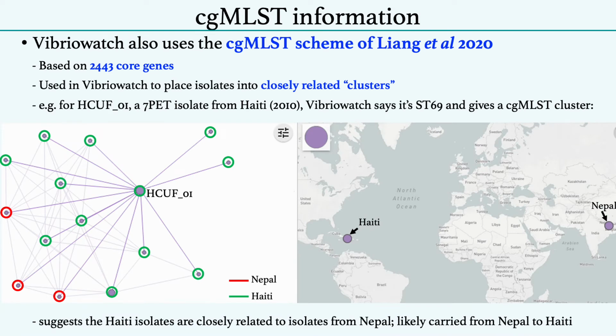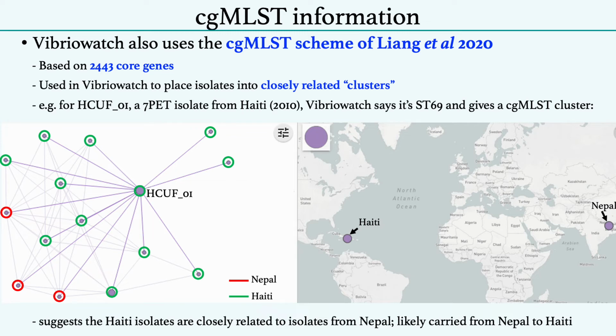Since the MLST scheme of Octavia et al. was based on just 7 genes, more recently Liang et al. in 2020 have created a core genome MLST scheme for Vibrio cholerae. This is based on 2,443 core genes, that is, genes that are present in almost all Vibrio cholerae isolates sequenced so far. In Vibrio Watch, we use this core genome MLST scheme to place isolates into clusters of closely related isolates.